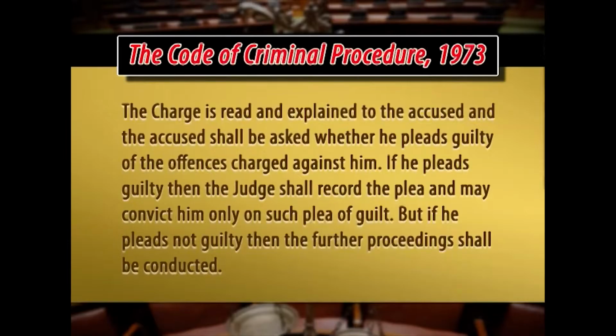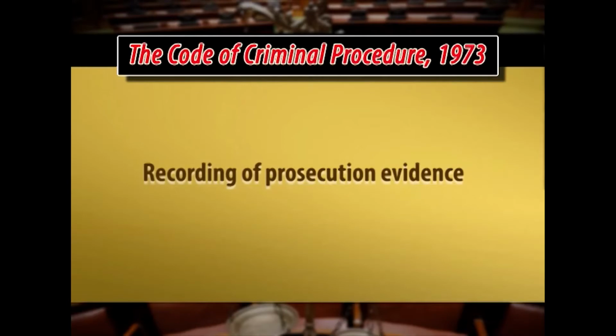The charge is read and explained to the accused, and the accused shall be asked whether he pleads guilty of the offence charged against him. If he pleads guilty, then the judge shall record the plea and may convict him on such plea of guilt. But if he pleads not guilty, then the further proceedings shall be conducted. Now we come to the second stage of trial, that is recording of prosecution evidence. If the accused does not plead guilty, then the court shall fix a date for the examination of prosecution witnesses.